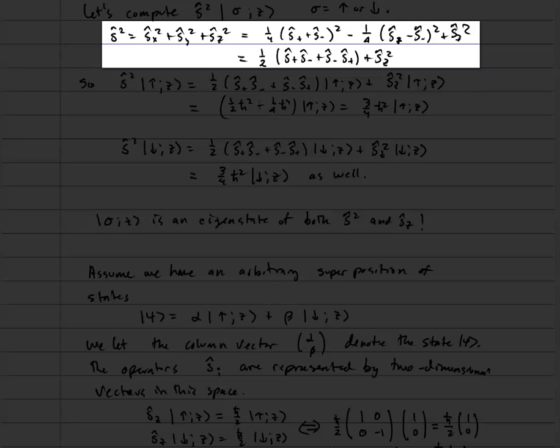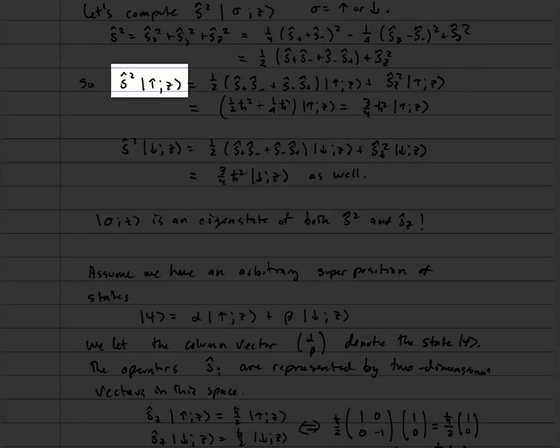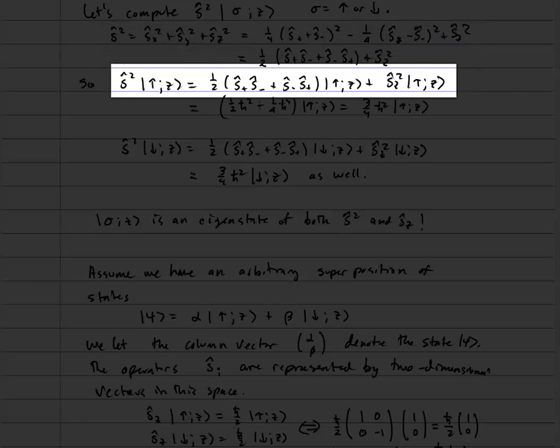Now we can just apply this onto the state. Let's apply it onto the up state. The Sz squared term is easy to evaluate because Sz acting on that state gives me h bar over 2. If I do it twice, I get (h bar over 2) squared, so that's going to give me an h bar squared over 4.